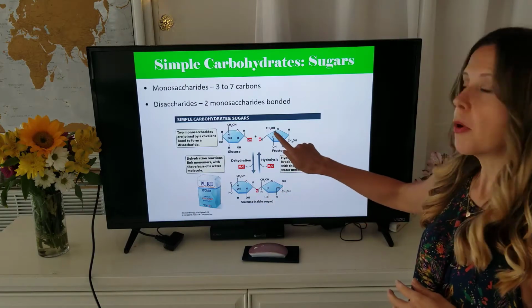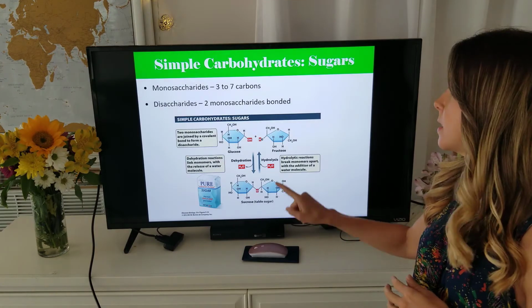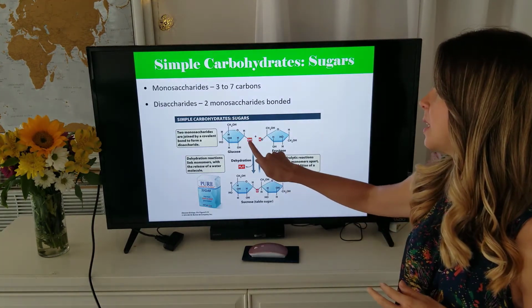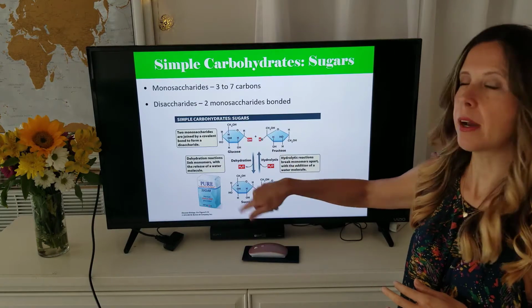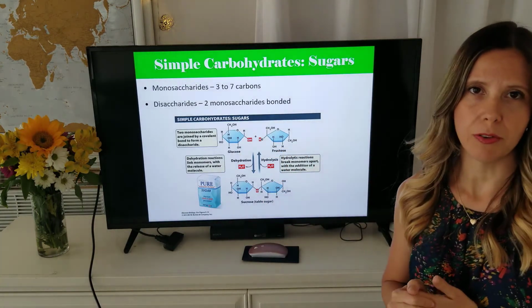Sucrose can also be broken back down into glucose and fructose through hydrolysis, and you can see that in order for it to occur, we have to input water because we need that hydroxide ion to come back onto glucose. We need that hydrogen ion to come back onto our fructose.